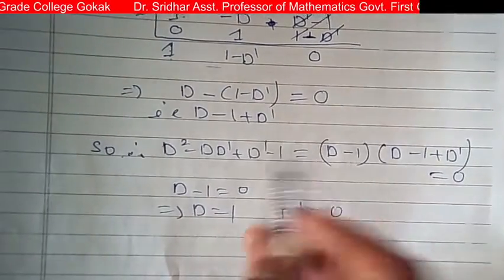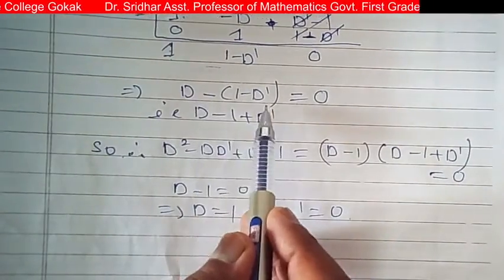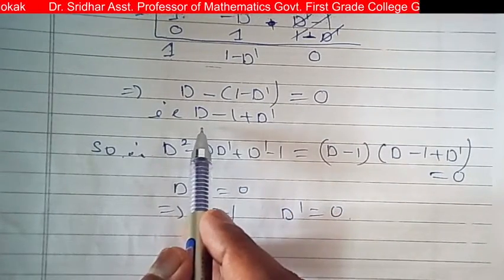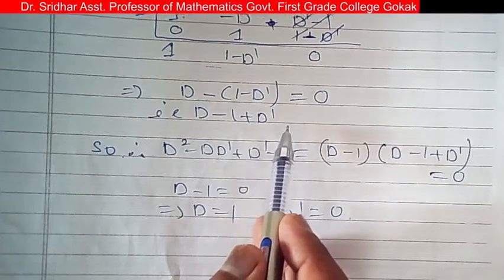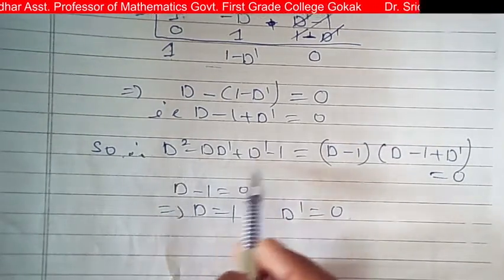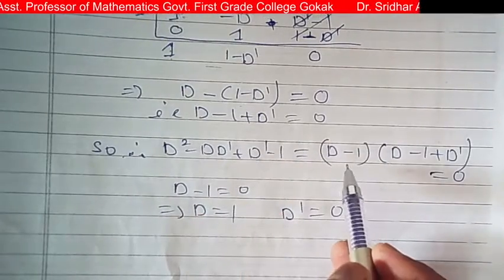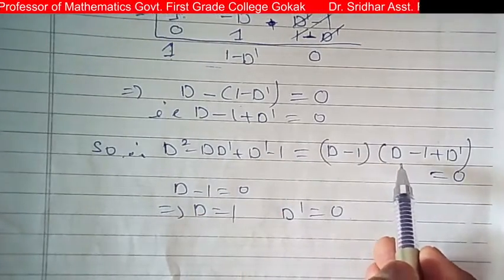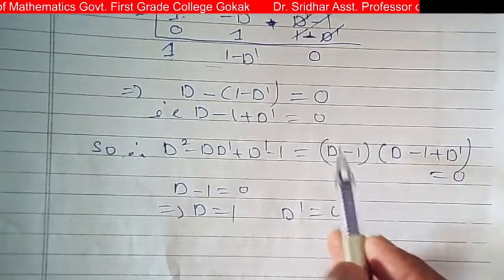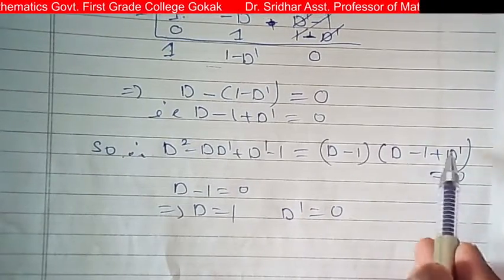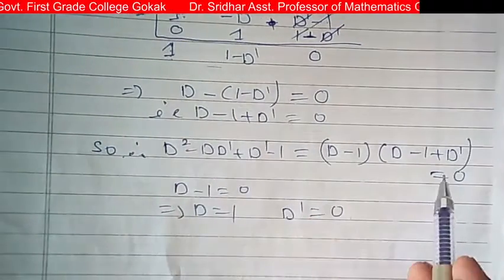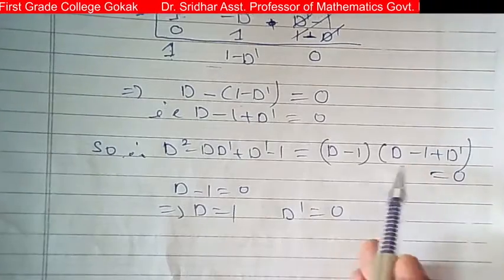Okay, so here d minus of 1 minus d dash is equal to 0. On simplifying this, d minus becomes plus d dash is equal to 0. Now this can be factorized as d minus 1 into d minus 1 plus d dash. So this is the factor corresponding to the first root, and this is the factor just now obtained by applying this synthetic division method. Now these are the two factors you will get.